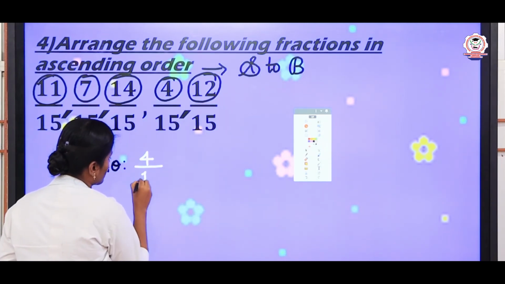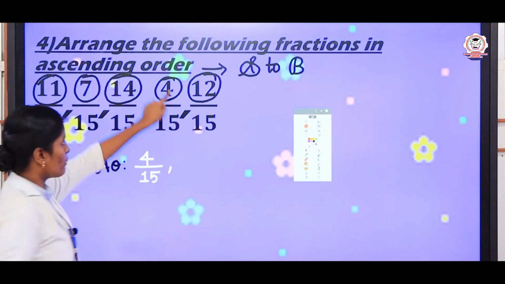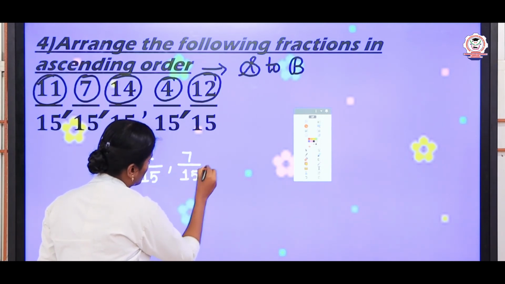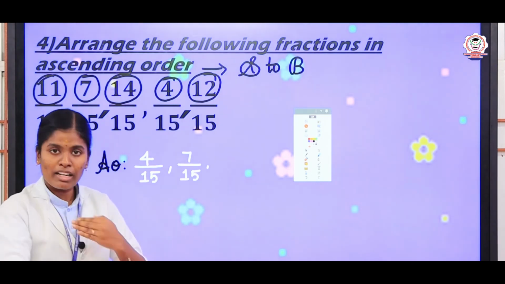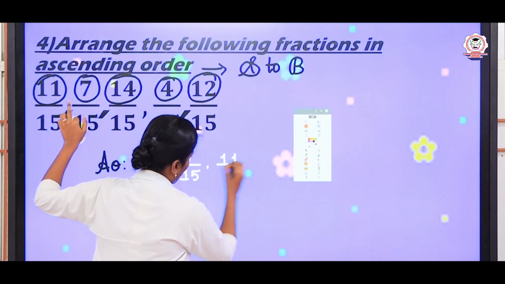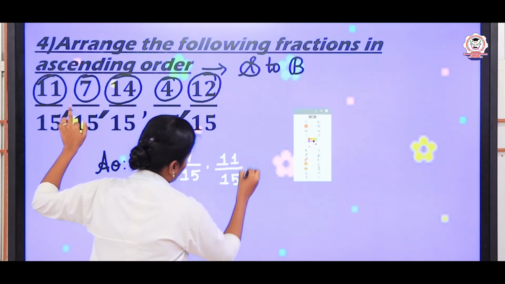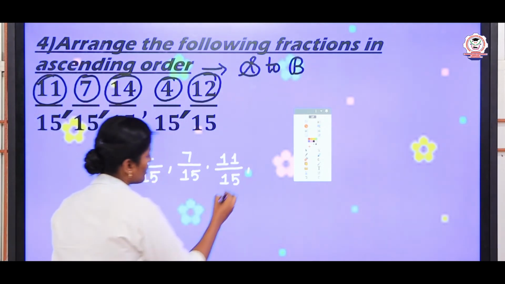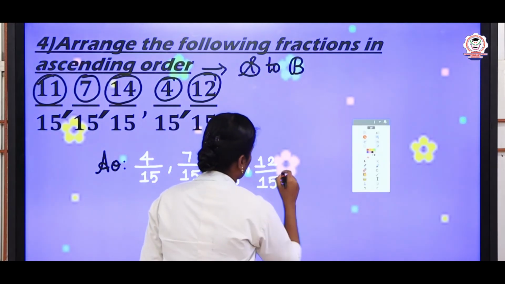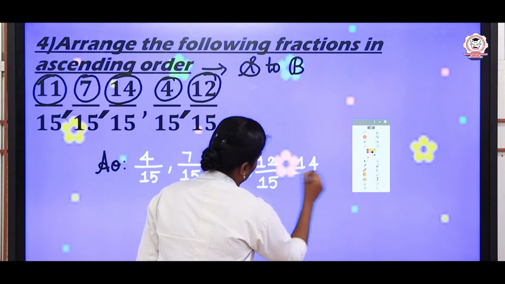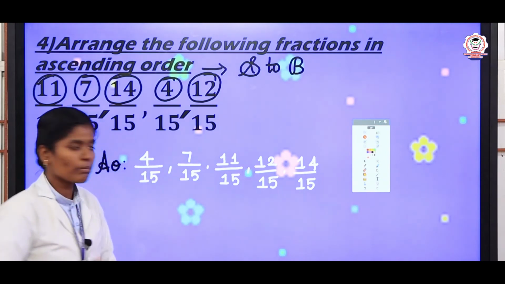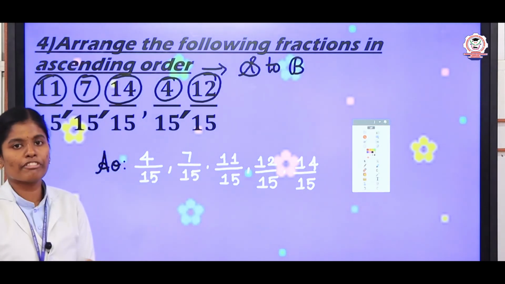And then the next smallest number after 4 by 15 is 7 by 15. So write 7 by 15. Now tell me Arul, what is the next smallest number? Very good, after 7 comes 11 by 15. And then 12 by 15, then 14 by 15. Okay, so the answer is 4 by 15, 7 by 15, 11 by 15, 12 by 15 and 14 by 15.